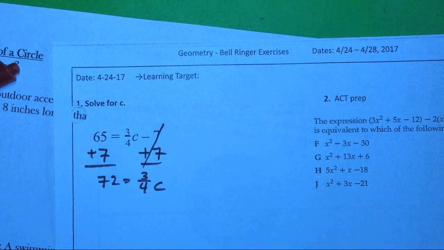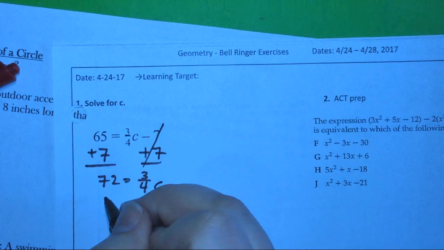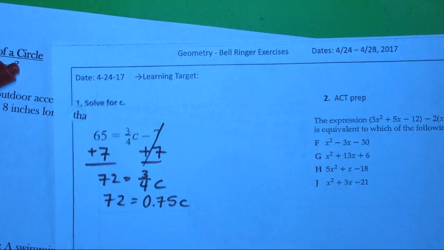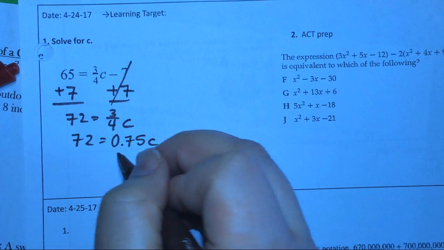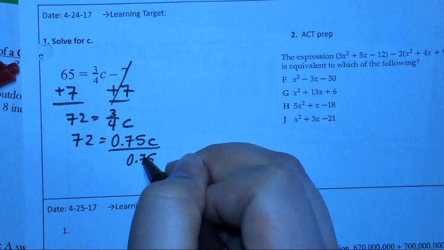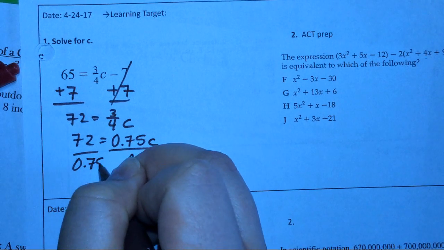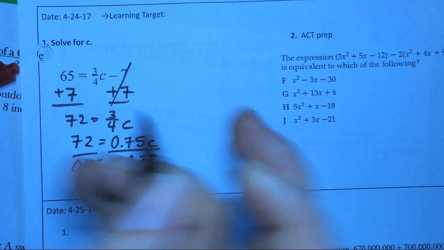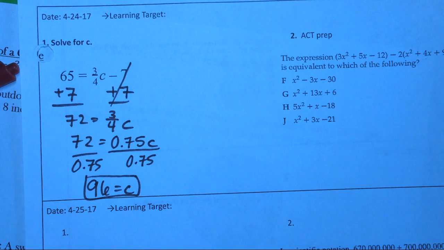Make it decimal. You said 72 equals 0.75 C. You divided both sides by 0.75. And what did you get? Okay, there's nothing wrong with what Grant did. Is there someone who did something different? What did you do?